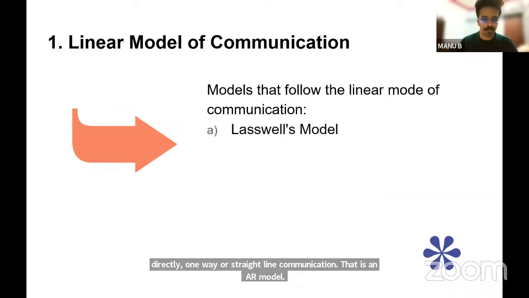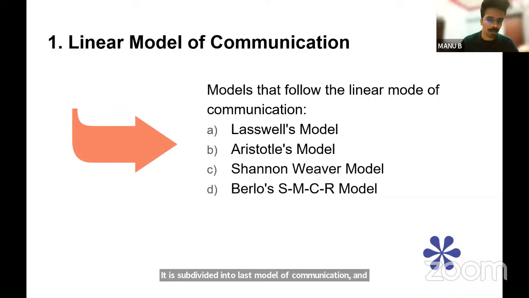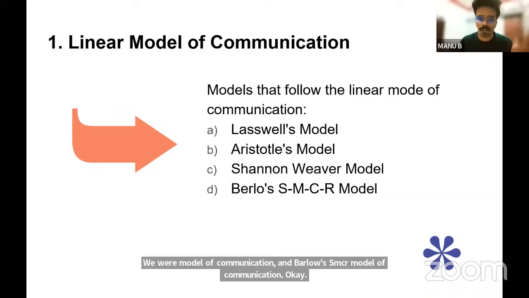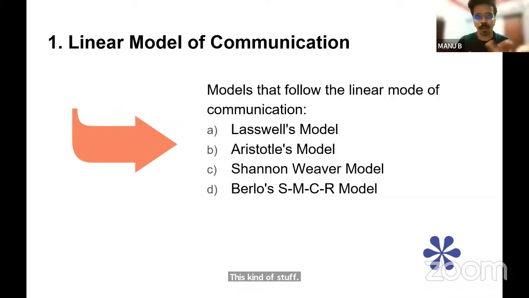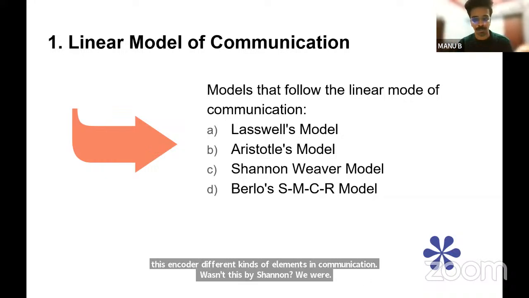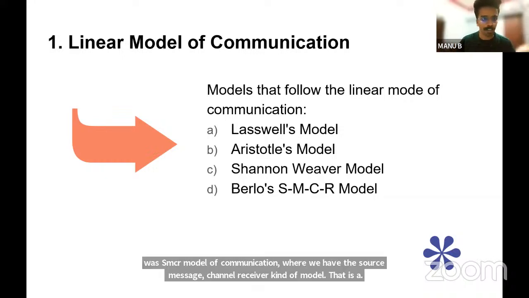It is subdivided into Lasswell's model, Aristotle's model, Shannon Weaver model, and Berlo's SMCR model of communication. Lasswell's model is also called the action model. Aristotle's model means our lecturing methods are the Aristotelian model of communication: one way, there is no scope for feedback. Shannon Weaver discussed the encoder, sender, and different elements in communication. Berlo's SMCR model has source, message, channel, receiver. These all come under the linear model of communication.